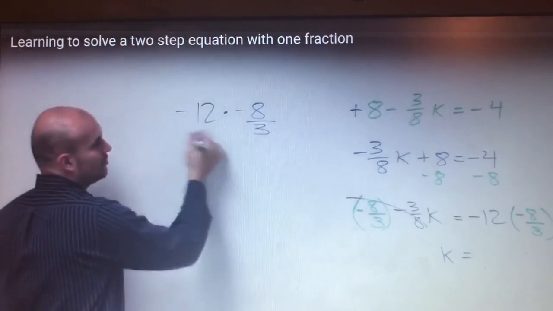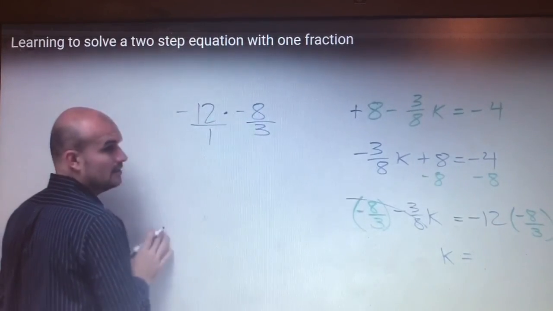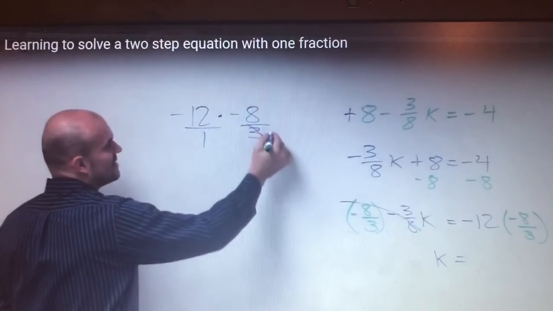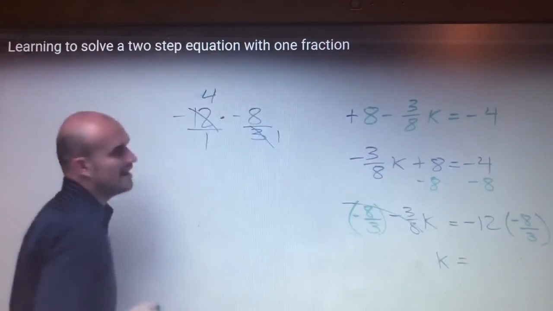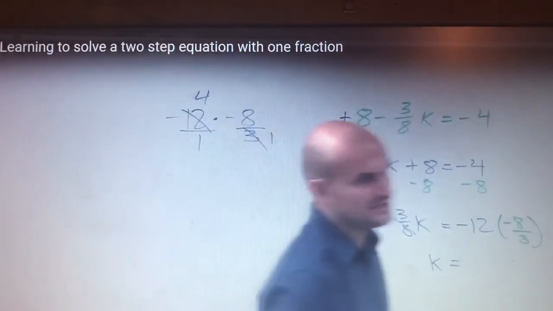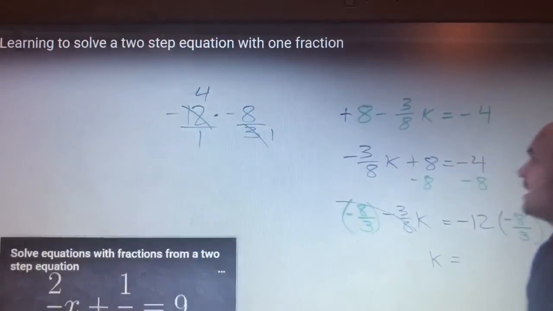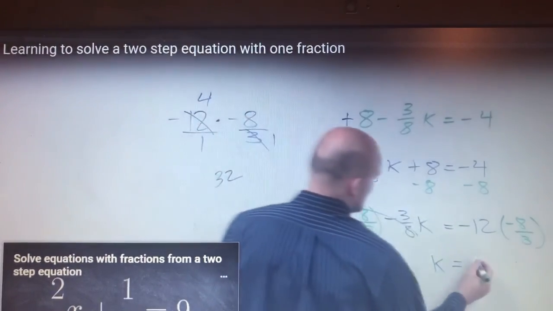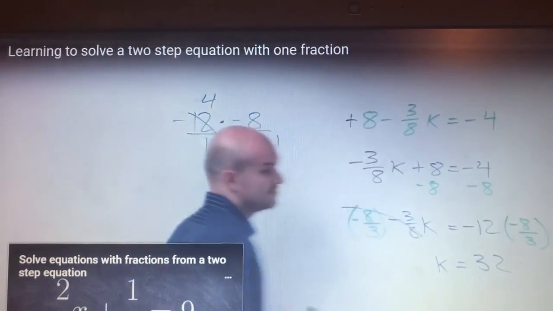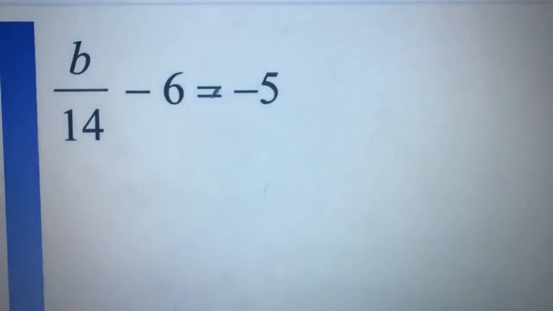Remember, multiplying a whole number times a fraction. What I can do is divide these out. I can just divide across the multiplication. Therefore I have negative 4 times negative 8, which is a positive 32. So therefore k equals 32. Okay?